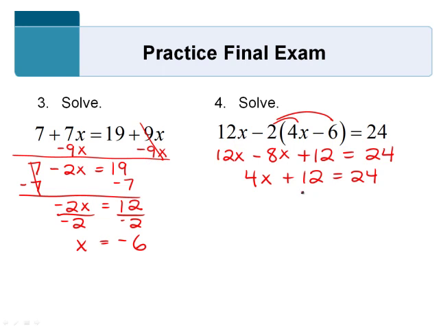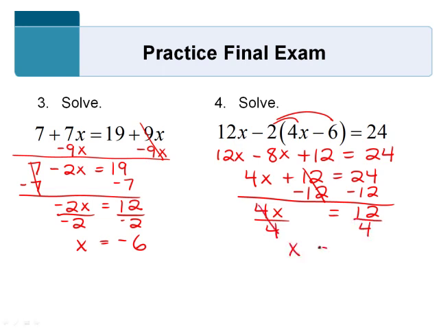So we have to get rid of the 12, so we're going to subtract it from both sides. So 4x comes down, the 12's are gone, and then 24 minus 12 would give you 12. And then divide by 4 on both sides, so x equals 3.